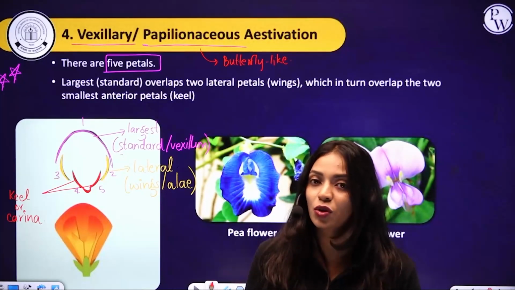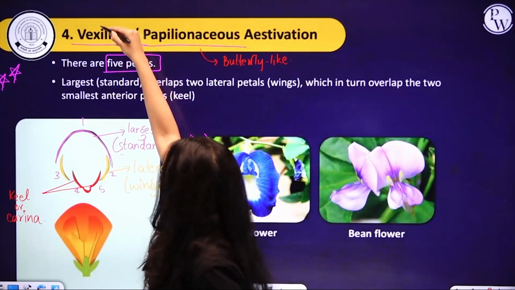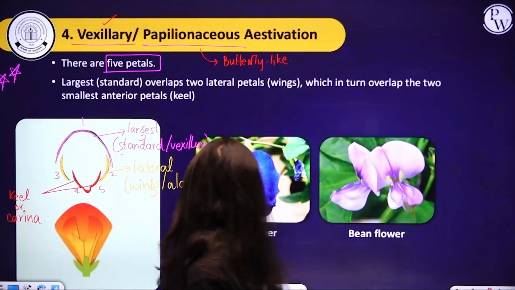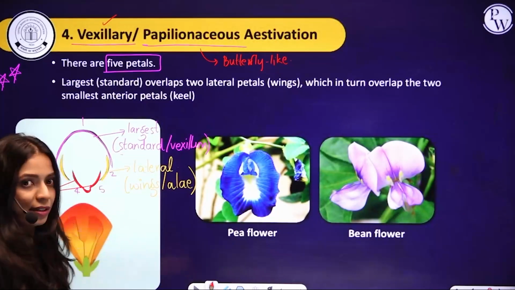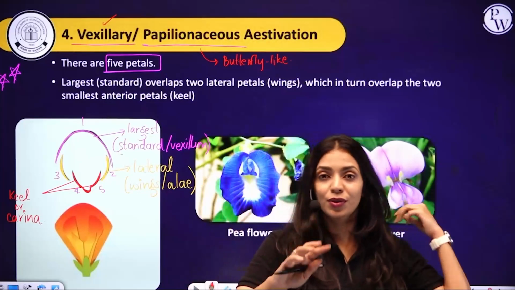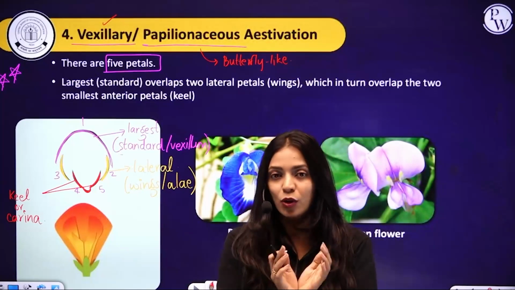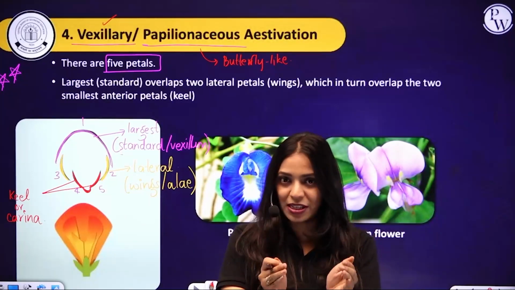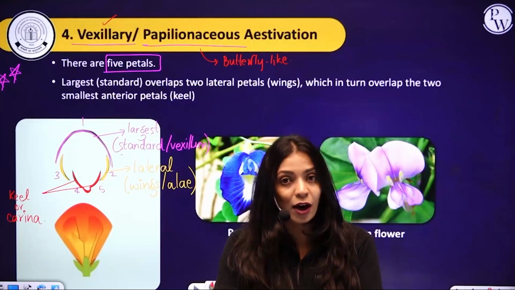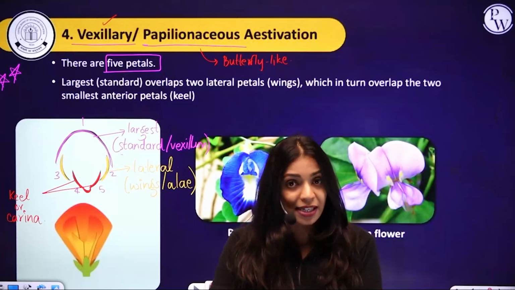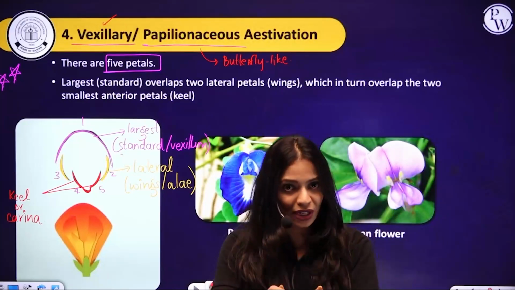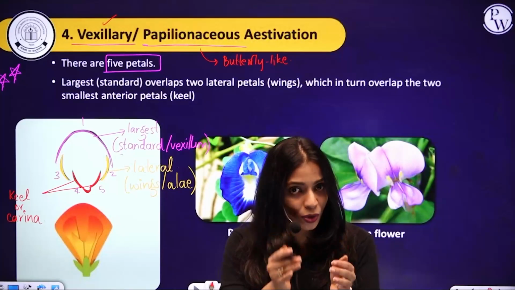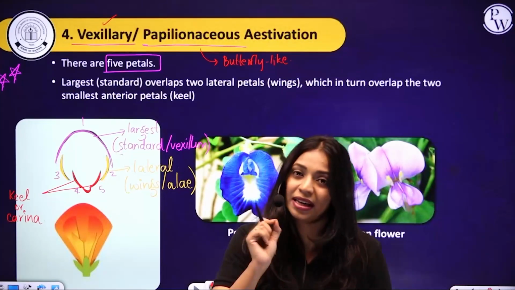This is a characteristic feature of Fabaceae family. The reason why it's called vexillary estivation is because of this vexillum. Vexillum is the largest standard petal that we see here. That's why it's called vexillary. I repeat, there are 5 petals in total. One very large petal that's called the standard or vexillum. Inside that, this large vexillum will overlap two relatively smaller petals that are lateral in position. They are called wings or alae. These two lateral petals will further overlap two even smaller petals that are called keel or carina. And those two petals, the smallest petals in the flower, they are fused.